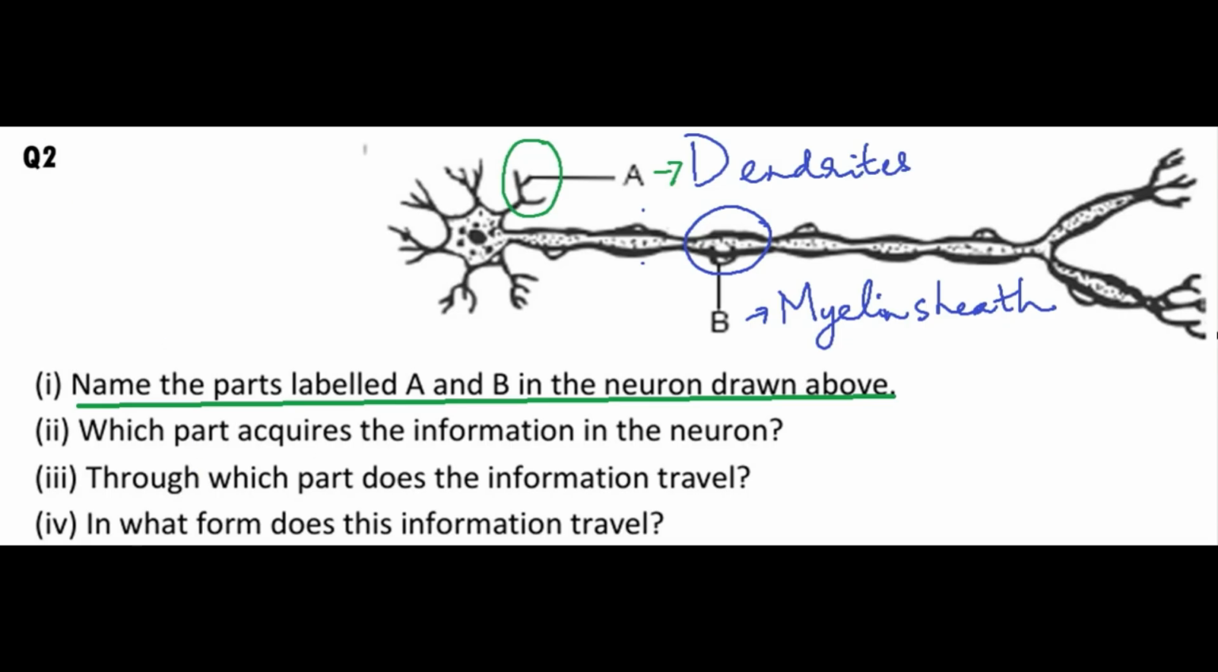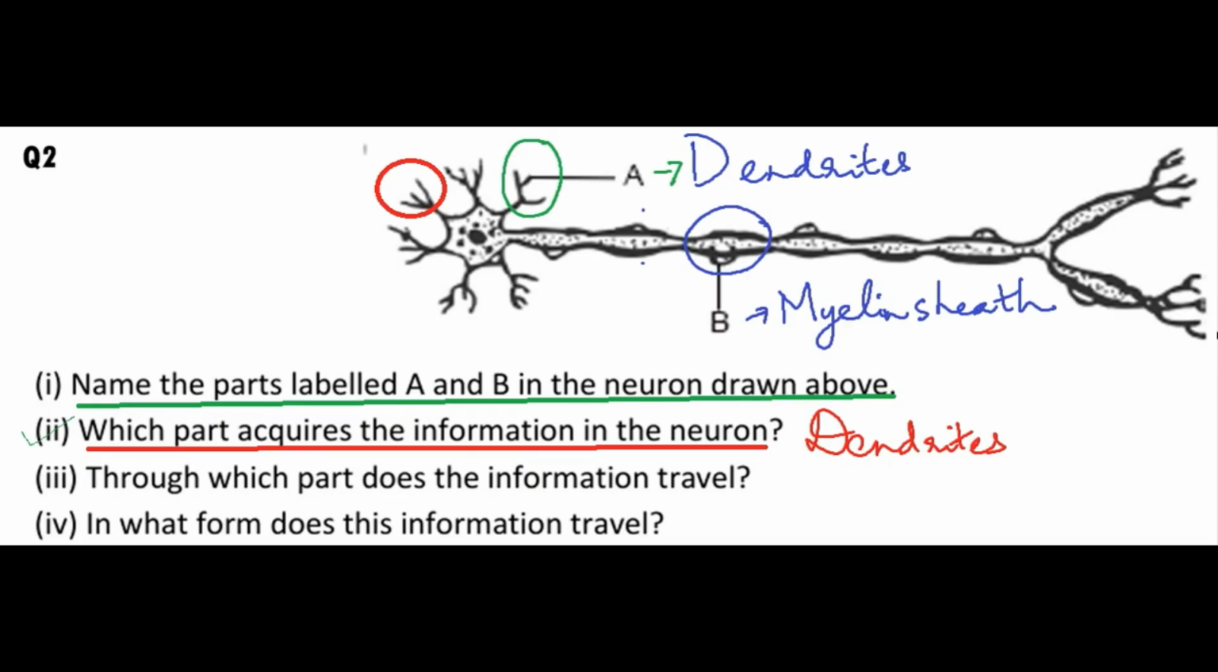The next part of the question: which part acquires the information in the neuron? The information is acquired by the dendrites. Dendrites acquire the information in the neuron. The tip of the dendrites.